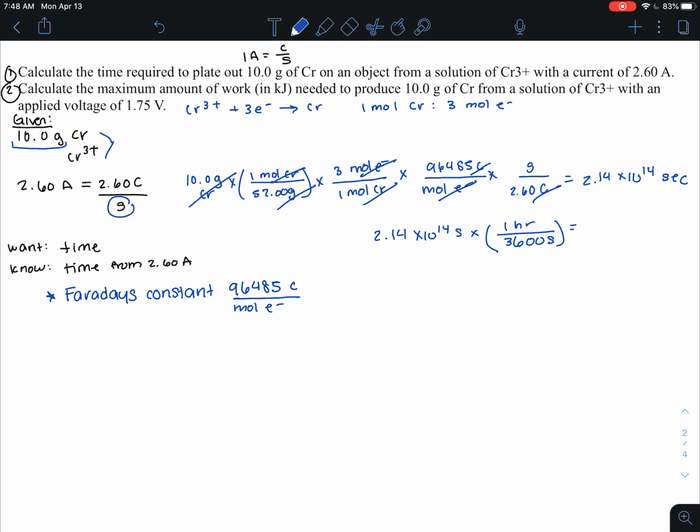Or you could split it up. It really doesn't matter. The reason I'm converting it, and it doesn't tell you to convert to what specific time, is because the seconds is a really, really high number. So we're just trying to simplify that a little bit. This would give me 5.95 hours.